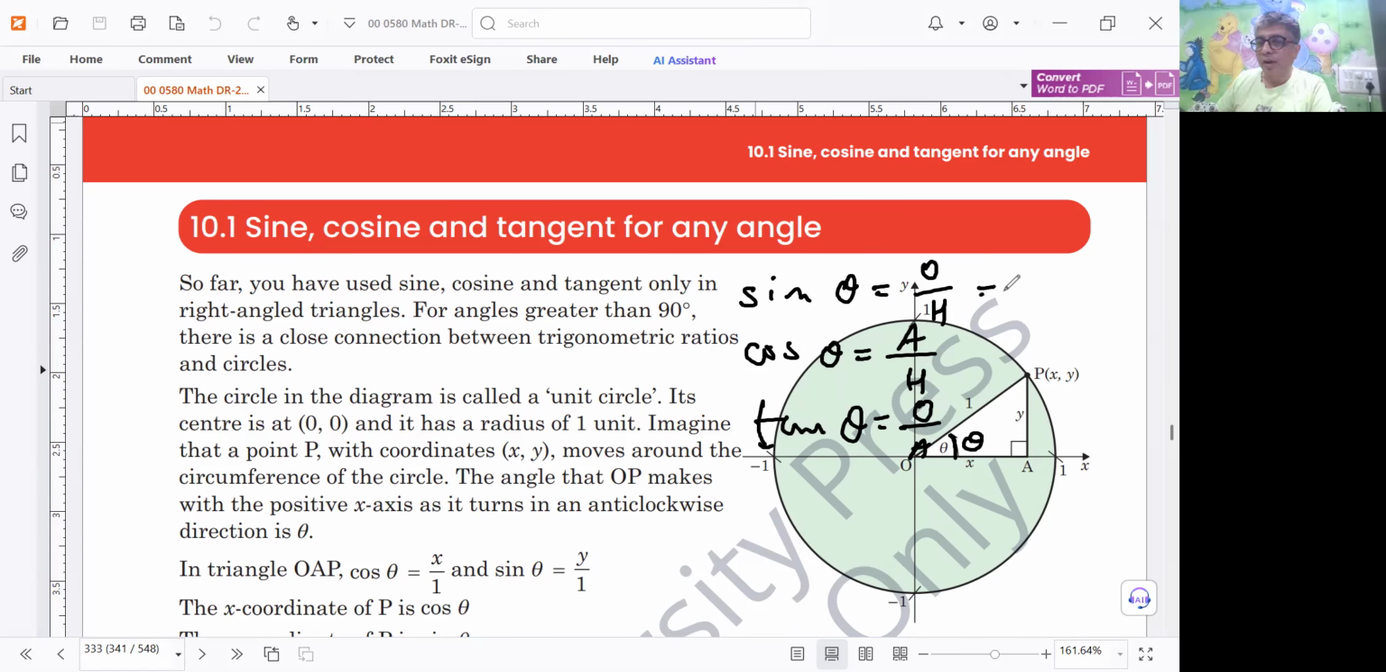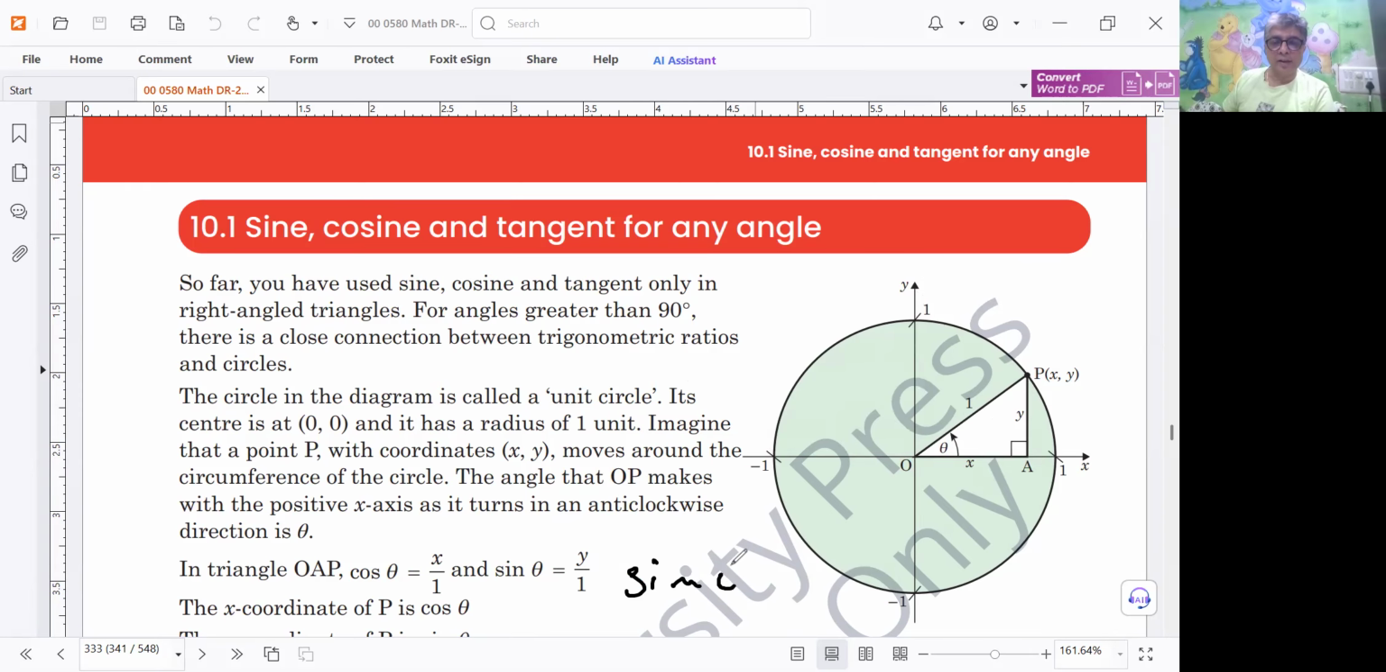So here what will we get? Opposite is y, hypotenuse is 1, so y upon 1. Adjacent is x upon 1, and tan is y upon x. Correct? Now tan is immaterial right now. I'll tell you what exactly. But remember this: if you remove the denominator, what do you get? y. Very good. So sine theta will be y, cos theta will be x, and tan theta will depend on both x and y. Clear?